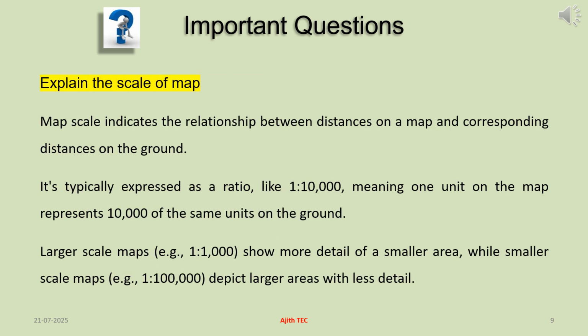Explain the scale of map. Map scale indicates the relationship between distances on a map and corresponding distances on the ground. It's typically expressed as a ratio, like 1 to 10,000, meaning one unit on the map represents 10,000 of the same units on the ground. Larger scale maps, for example, 1 to 1,000, show more detail of a smaller area, while smaller scale maps, for example, 1 to 100,000, depict larger areas with less detail.